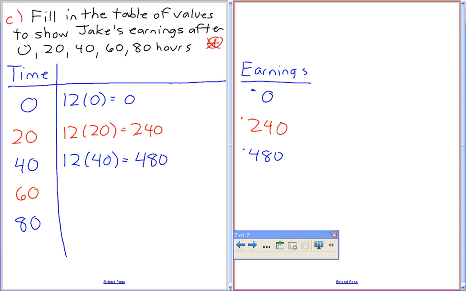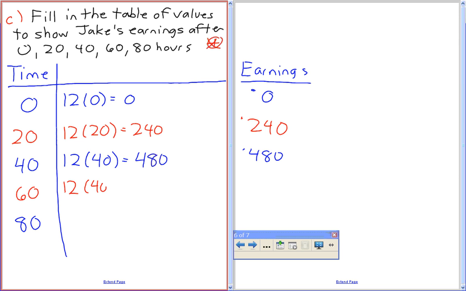60 is where life gets difficult, and Hannah, we're up to you. If you work 60 hours, how much of that is overtime? Good, 20 hours of it's overtime. So the way this works is it's going to be 12 times 40, that's your regular, plus 18 times 20, that's your overtime.